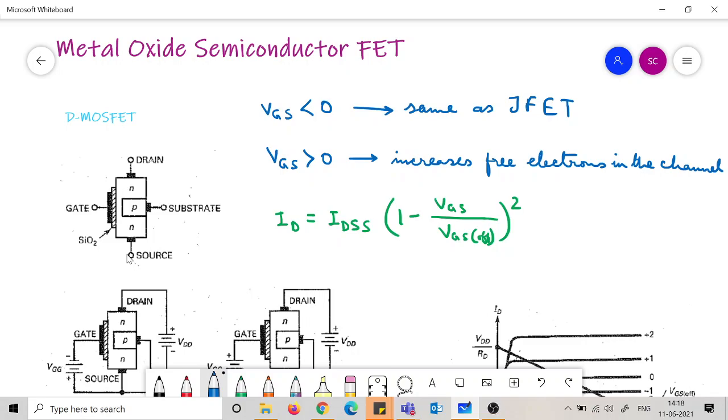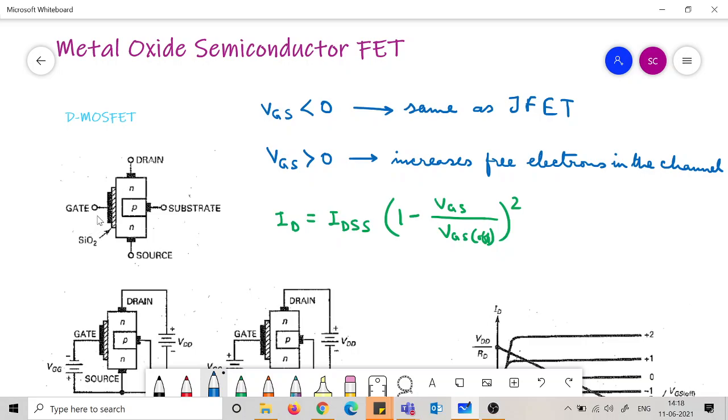Why in JFET can we not have VGS greater than 0? Because that would make the gate source junction forward biased, and then it would act as a diode, and the entire property of Ig equals 0 will be lost. So we don't work the JFET with positive VGS. But here, even if you make the VGS positive, will you get a gate current?